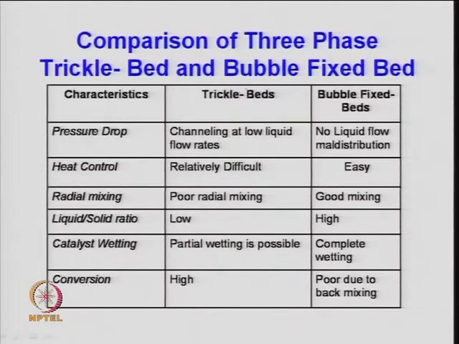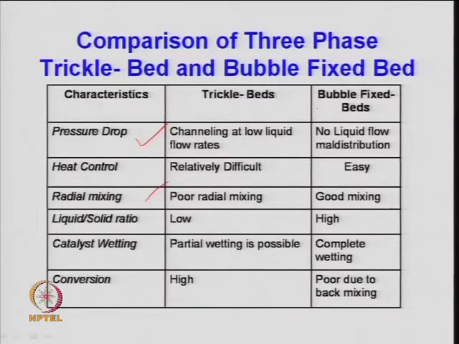So, in continuation of this advantage and disadvantage discussion, if you compare the two three-phase or multiphase reactor systems, trickle bed and bubble fixed bed, which I had already discussed, I will go through it very quickly. The pressure drop is an important parameter which we study during hydrodynamics or when we compare the two catalysts. Then heat control, radial mixing, liquid to solid ratio, catalyst wetting and conversion. All these aspects I have already discussed, but I will go through them quickly.